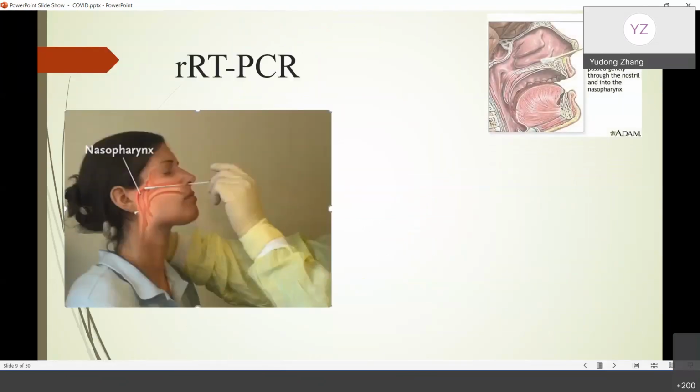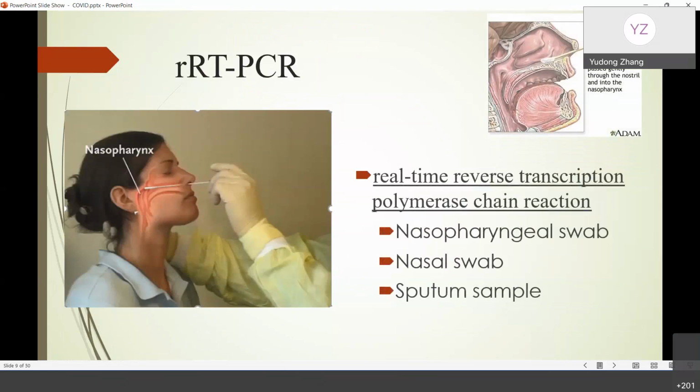This slide shows the viral test method. A doctor uses a swab and inserts it into your nasal passage, all the way to the end. On the left side, you can see the end is a tissue called the nasopharynx, at the very bottom of your nasal passage. The swab stays there for about 10 seconds, and the nurse rotates the swab to get some samples. There are several sampling methods. One is the nasopharyngeal swab, the second is the nasal swab, and the third is the sputum sample. All those are related to the nasopharynx.